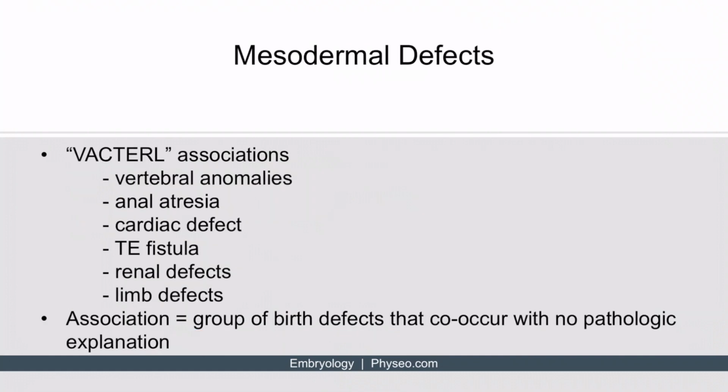A popular mnemonic to remember mesodermal defects is VACTERL, which stands for vertebral anomalies, anal atresia, cardiac defects, TE fistula, renal defects, and limb defects. This group of defects is considered an association, which just means that it's a group of birth defects that co-occur with no pathologic explanation. In this case, the association between each defect is the fact that they are derived from mesoderm, not because of a specific disease.